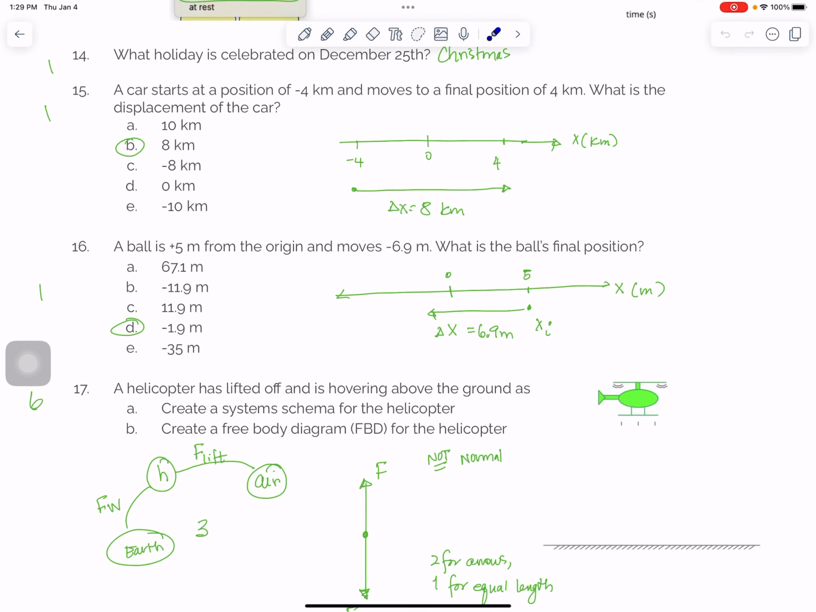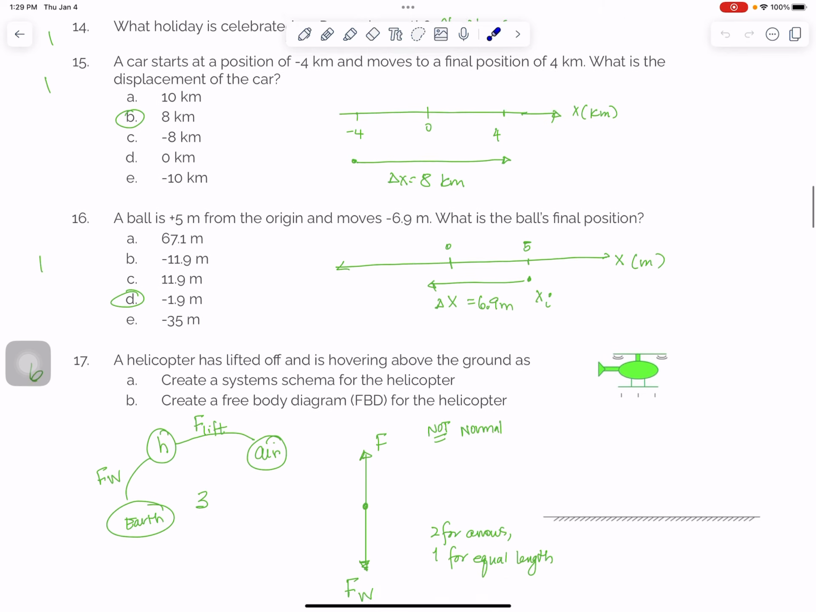All right, a car starts at a position of -4 kilometers and moves to a final position of 4 kilometers. What is the displacement of the car? So I just drew a number line. I started at -4, I went to 4. That's a total displacement of 8 kilometers.